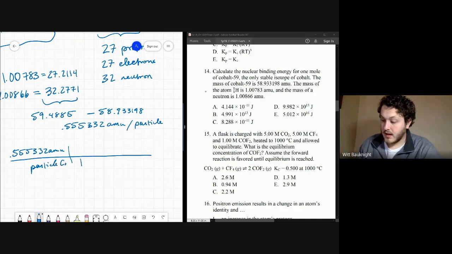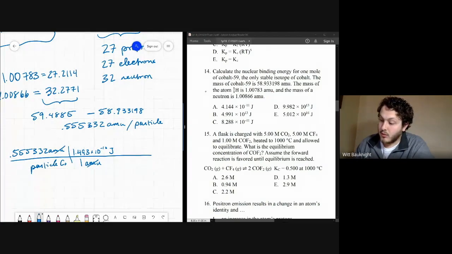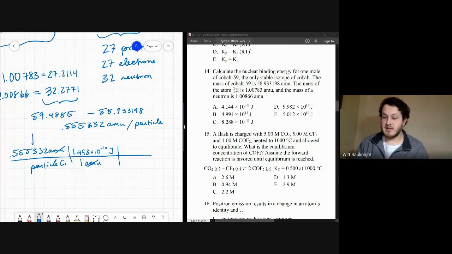Well, it's good to know that 1 AMU of mass defect equals 1.493 times 10 to the negative 10th joules of energy. That's how much energy it takes, or is given to nuclear binding energy for every 1 AMU of mass defect. So AMUs cancel out. At this point, we have joules of energy for every AMU. But we don't want just 1 particle, we want 1 mole.